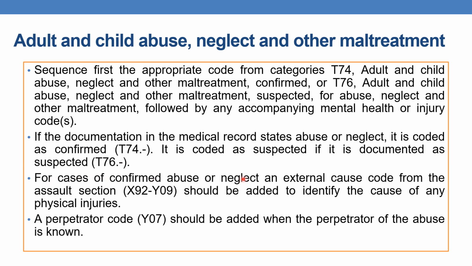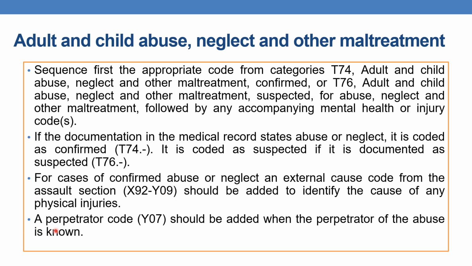And for cases of confirmed abuse or neglect, this is also important. An external cause code from the category assault section X92 to Y09 should be added to identify the cause of any physical injuries. In confirmed cases, if there are any physical injuries, you can assign the codes from the assault section, which come under the category X92 to Y09.